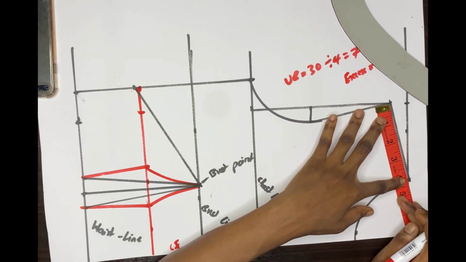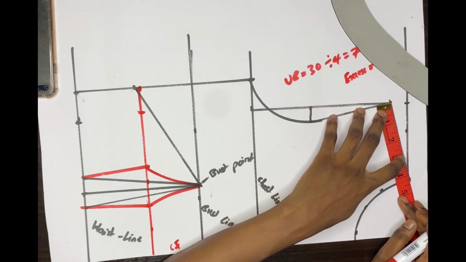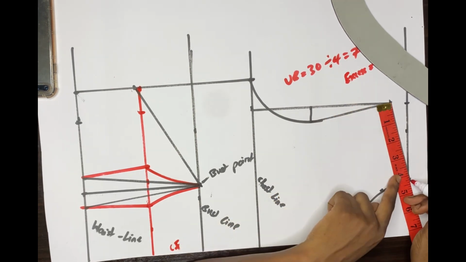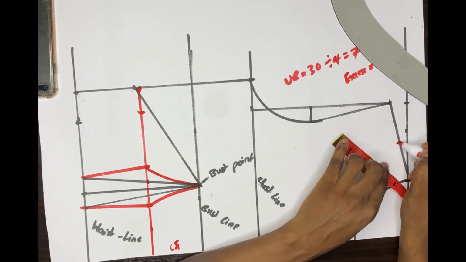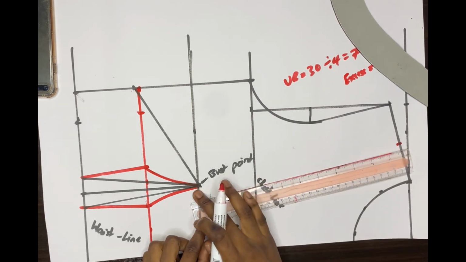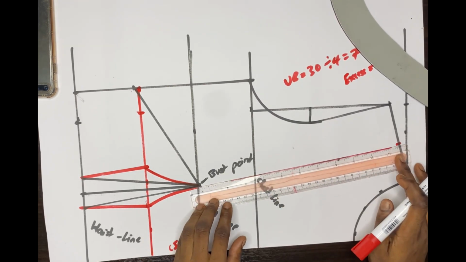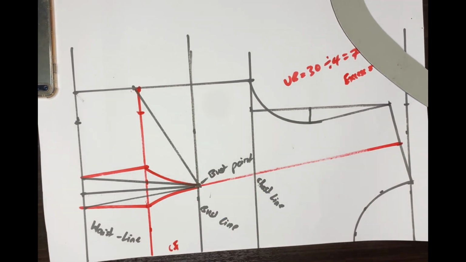Now we are going to do our upper bust tightening, and we need to measure our shoulder length. So when you measure the shoulder slant length, then you divide it into 2. After you divide it into 2, you use your ruler to connect it to the bust point, like this.